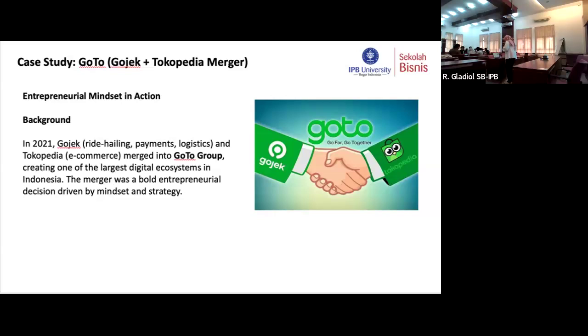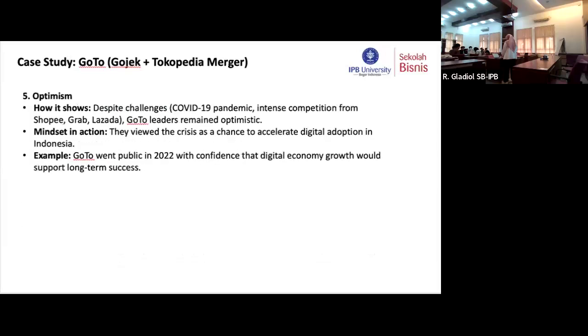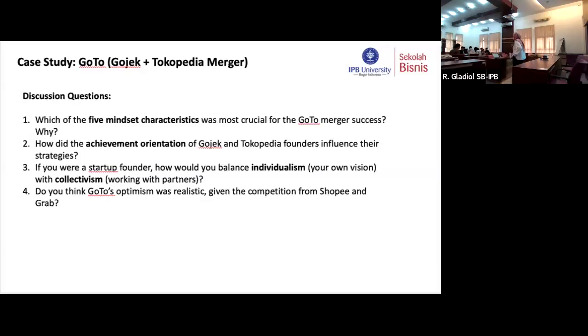Okay, so we start with Gojek. Hi, Gojek. Group, I call you group 1, right? Okay, so Gojek in group 1. We have 4 questions. Which of the 5 mindset characteristics was most crucial for the GoTo merger success and why? Control. Okay, why? Give me the reason. I think your friend on Zoom cannot hear your voice, so I will give you the microphone.